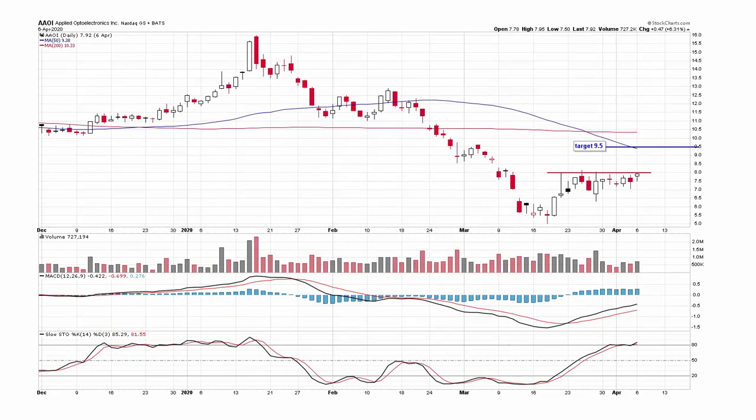AAOI, so this was forming, like the rest of the stocks, got hit hard, moved off a low, was basing, formed a resistance line at 8, looking for a 1.5 point move up to 9.5. Okay, this is the exact chart that we posted at Leavitt Brothers.